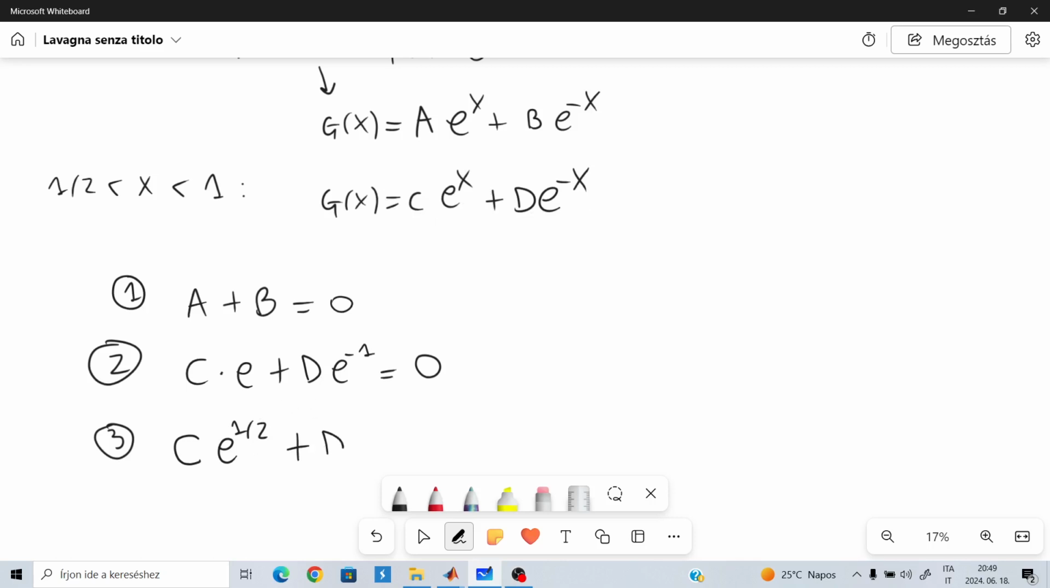Then we have plus d times the derivative of this. So we get a minus because we have minus e to the minus x. Let's put a minus e to the minus 1/2.